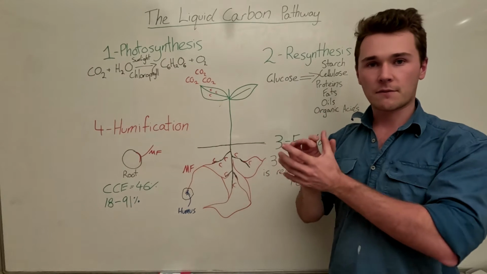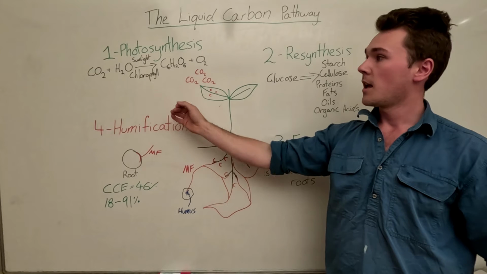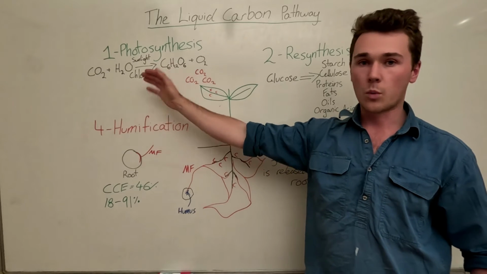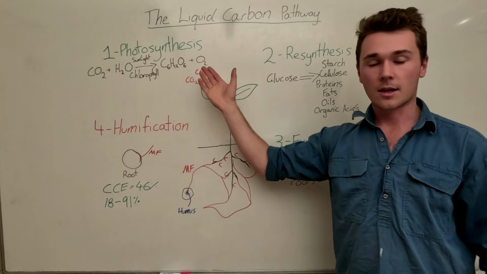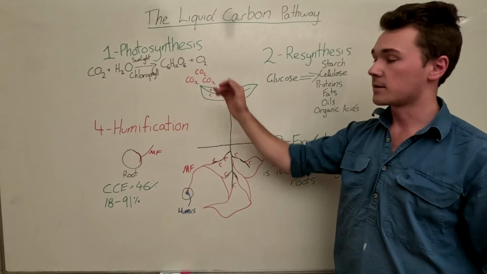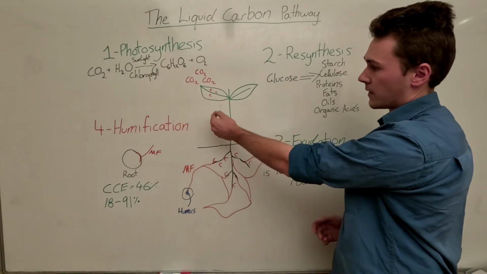Plants capture this, fix it into glucose in this amazing process called photosynthesis. It combines carbon dioxide with water, uses chlorophyll, sunlight to produce glucose, and a byproduct of that is oxygen, which we all get to breathe. So they take the carbon in the atmosphere, fix it.